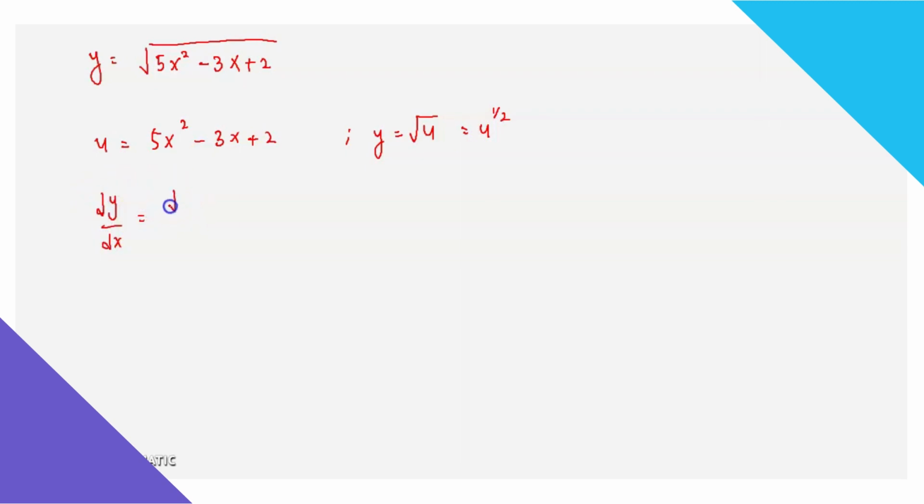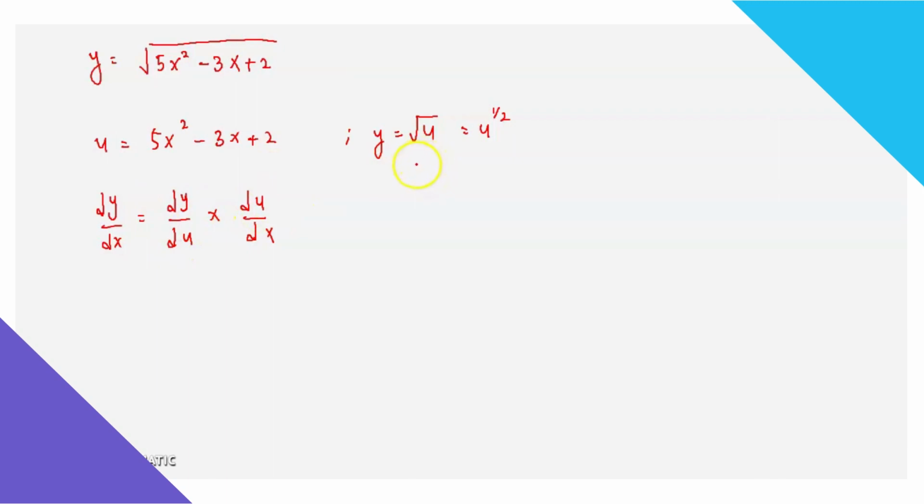So we can find it by differentiating y with respect to u, times differentiating u with respect to x. Okay, so this form is a chain form. That's why we call it the chain rule.